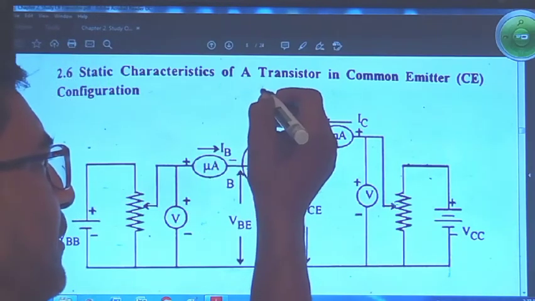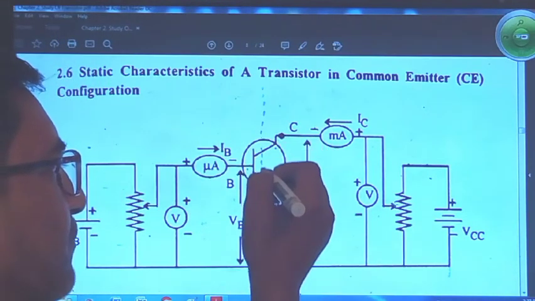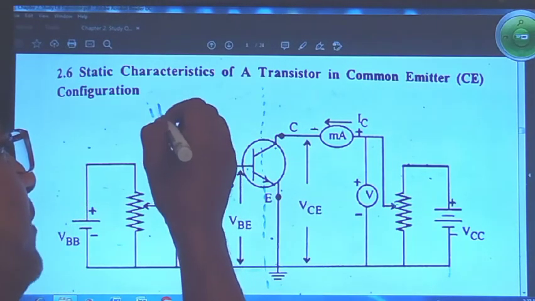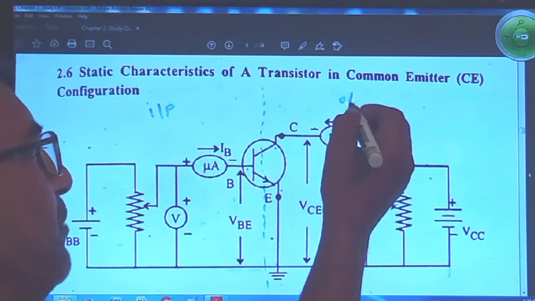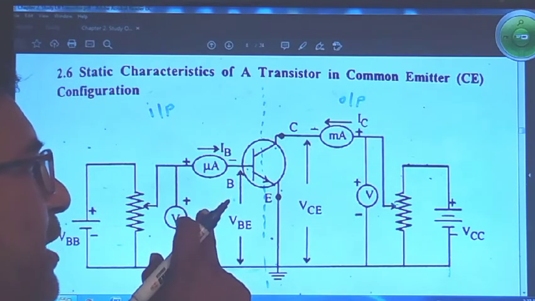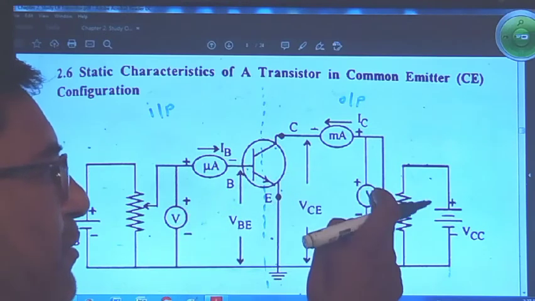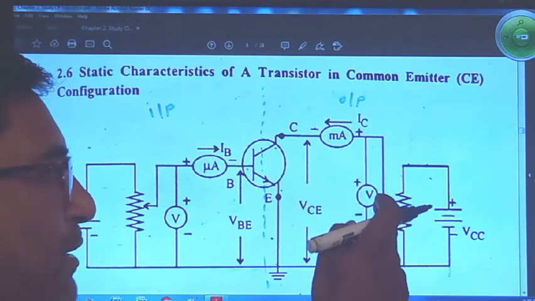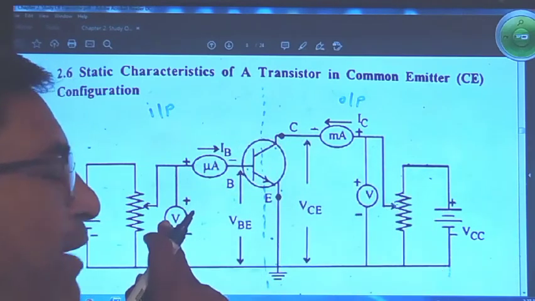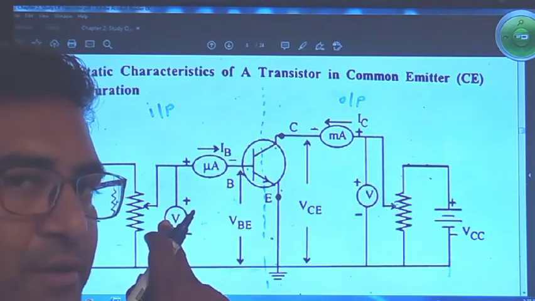If we consider the half portion of this transistor, here you will obtain the input and here you will obtain the output. Whatever the output characteristics we will be getting, some input value we have to keep as a constant.